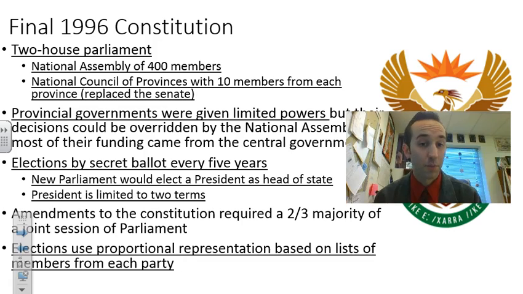The elections will use proportional representation based on lists of members from each party. And so it's not winner take all like in America. If 90% of the voters vote for this party, the party will get 90% of the seats. They don't necessarily get all the seats in that section. And so if you get 1% of the vote, you get 1% of the seats. So it's a bit more fair than the winner-take-all system that we have.